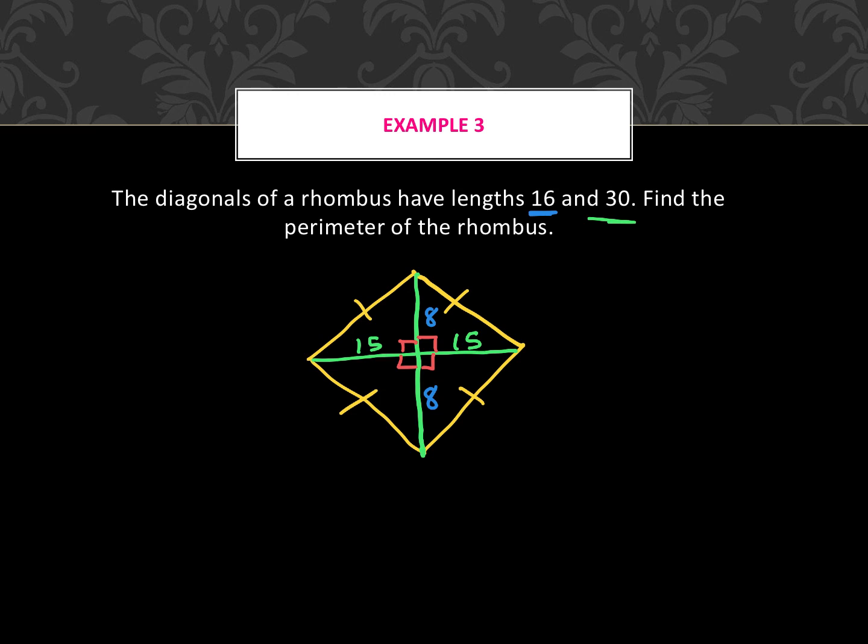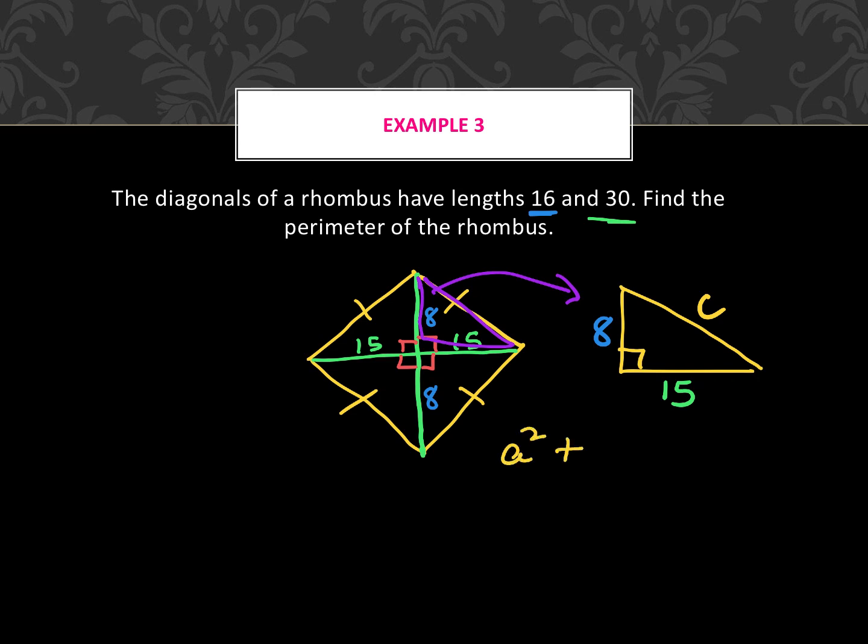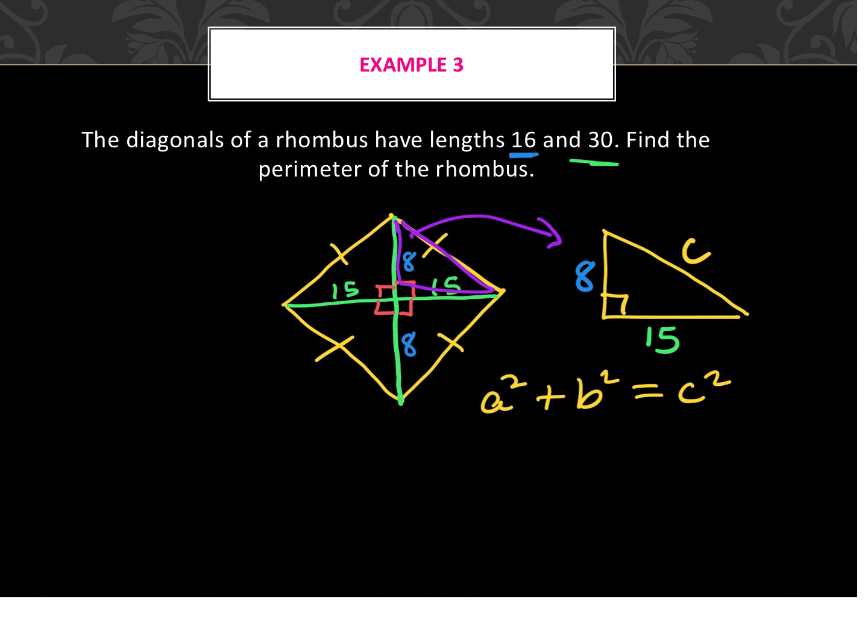So if I pull just one of them out, and it's got the 8 and the 15, what I'm looking for is the hypotenuse. I've pulled this little one out right here, this purple one, and now I'm going to use my Pythagorean theorem. So again, I'm doing a squared plus b squared equals c squared. It doesn't matter if I say 8 is the a or the b. It doesn't matter on the legs.